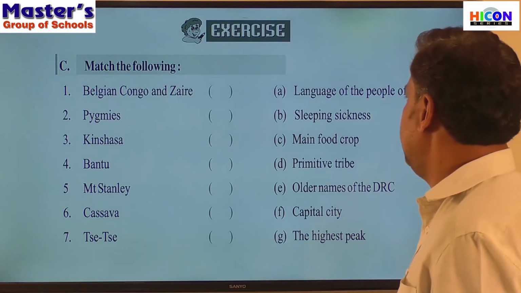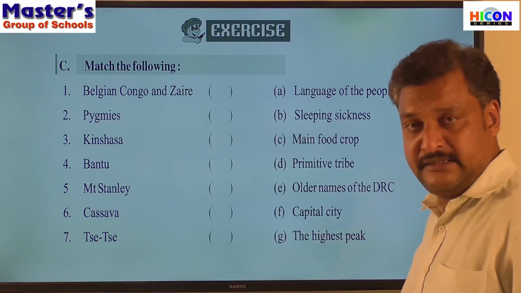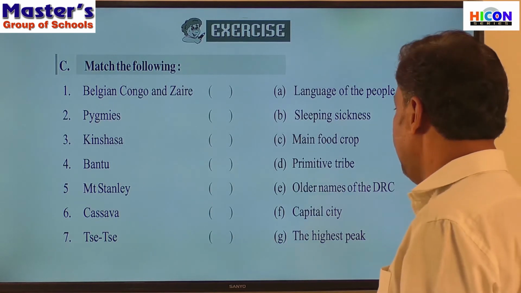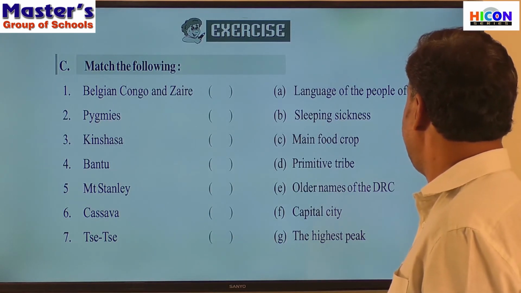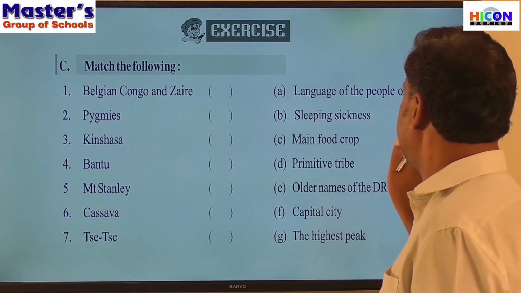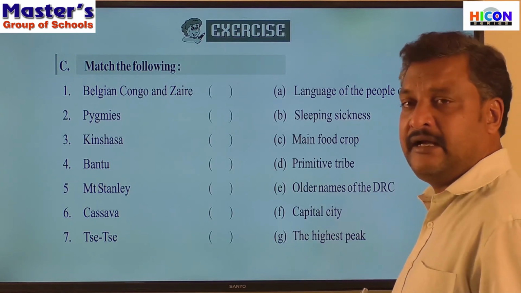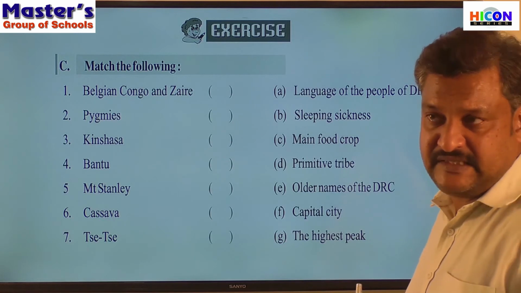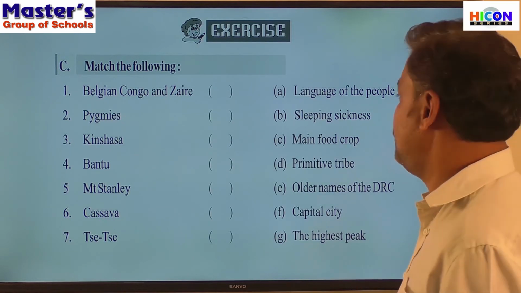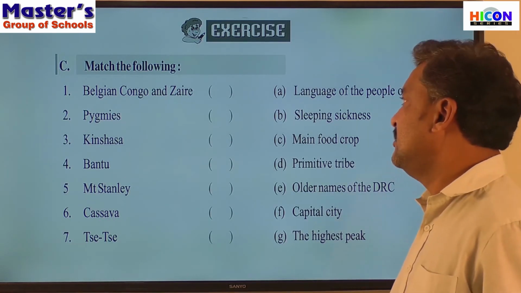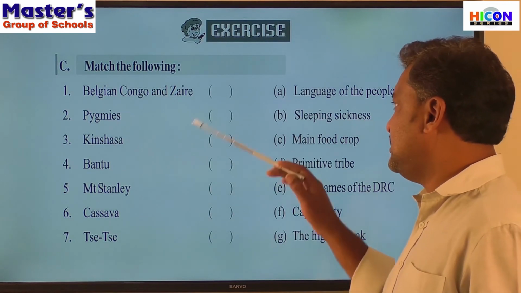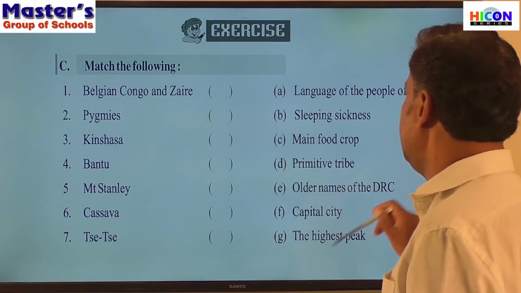Then Zeze, we have discussed about this fly in detail. Zeze is a fly. There is no fly there. What we have is a sleeping sickness, isn't it? Yes, Zeze is a fly that spreads a sleeping sickness. That is a health issue, right? So that's it. Belgian Congo, Zaire are the older names.